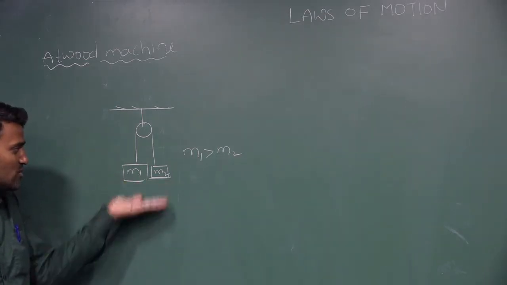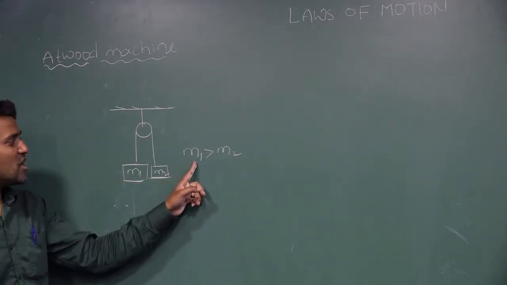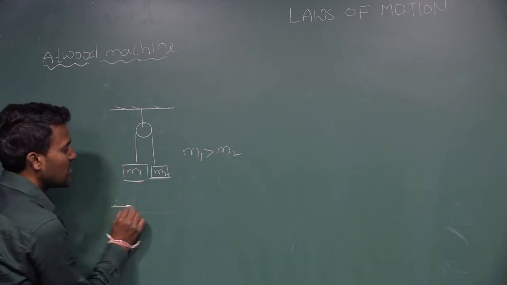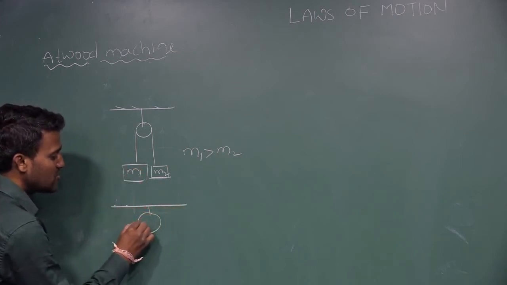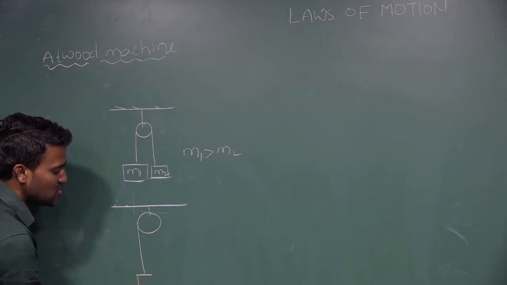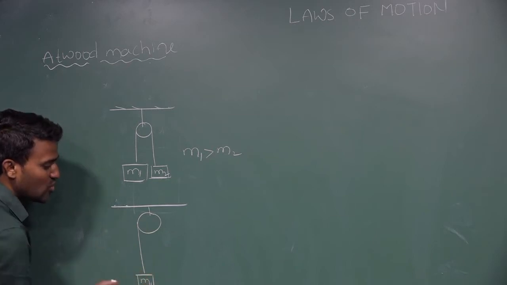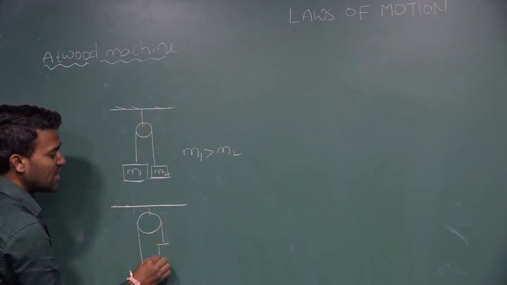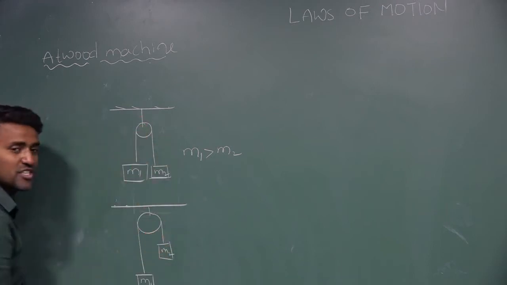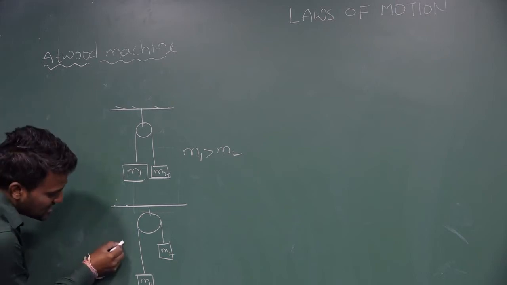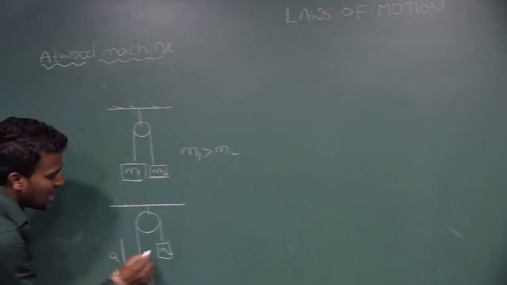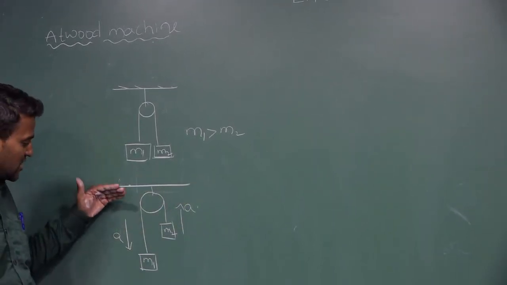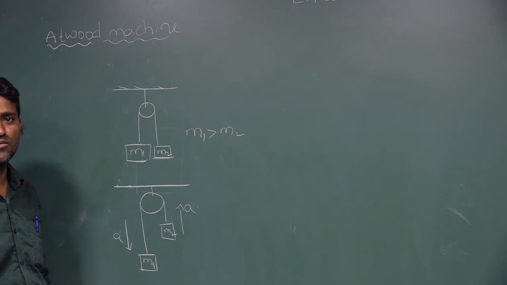When I remove my hand, the mass of the first object is greater than the mass of the second object, which means the first object moves in the downward direction and the second object goes in the upward direction. The second object is going up, so it is accelerating upward, and the first is accelerating downward.